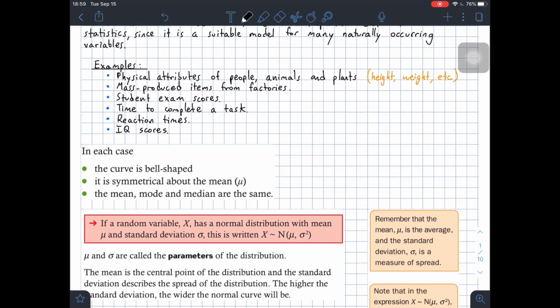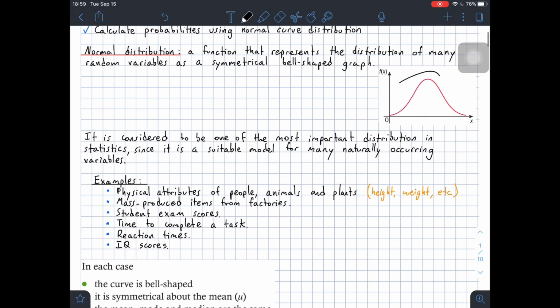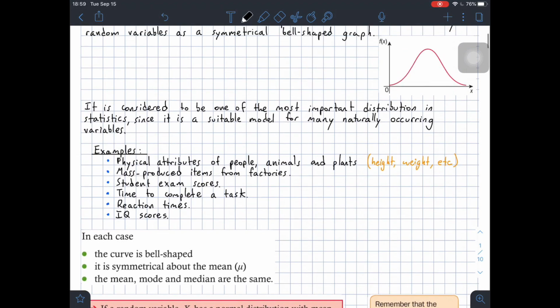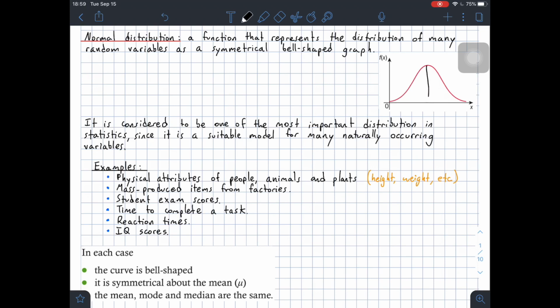Okay, in each of these cases, these three properties apply. Number one, the curve is bell-shaped. That's this curve over here. Then it is symmetrical about the mean. That means that if the mean is in the middle, we have the same shape on both sides, right? It is symmetrical about the mean.